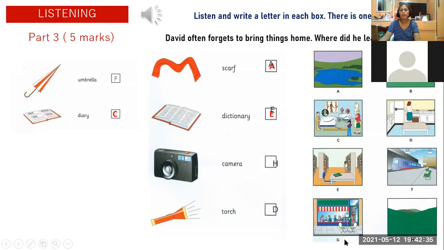And how about letter H? Where is the camera? It's either the hill. It's in the hill, okay. And the torch, where is the torch? It's in letter D, it's in the? It's in the... kitchen. It's in the kitchen, teacher.